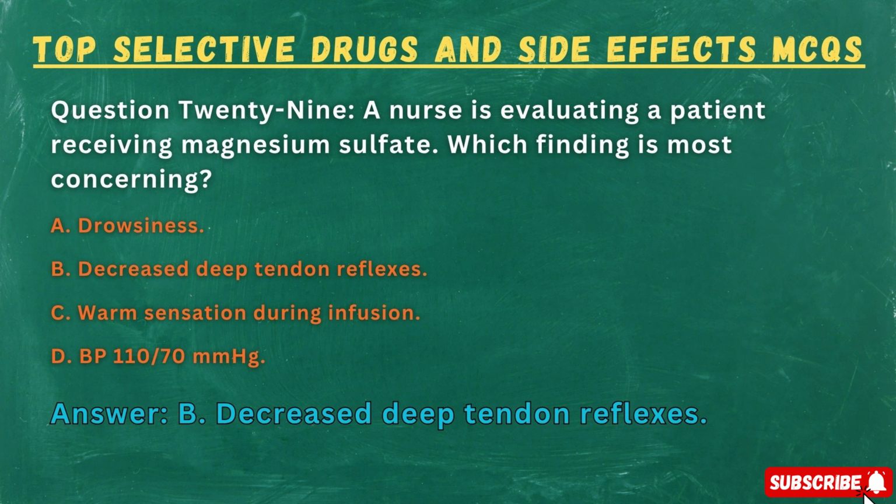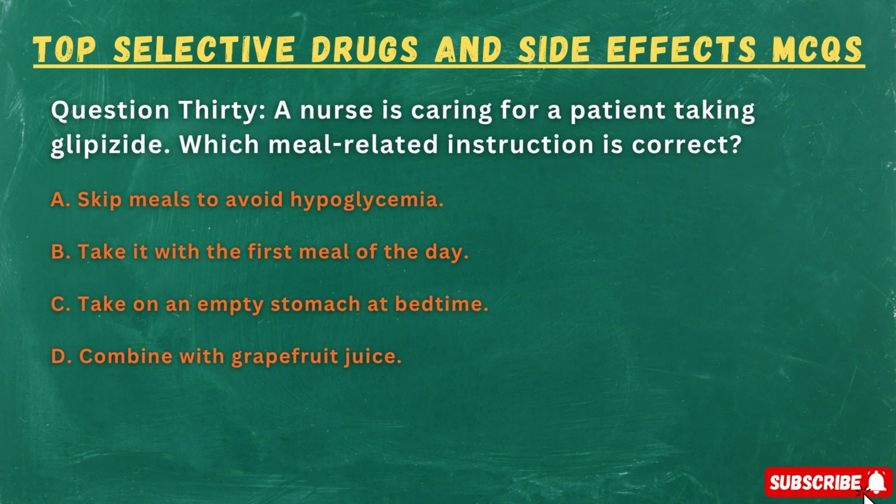Answer: B. Decreased deep tendon reflexes. Question 30. A nurse is caring for a patient taking glipizide. Which meal-related instruction is correct? A. Skip meals to avoid hypoglycemia. B. Take it with the first meal of the day. C. Take on an empty stomach at bedtime. D. Combine with grapefruit juice.